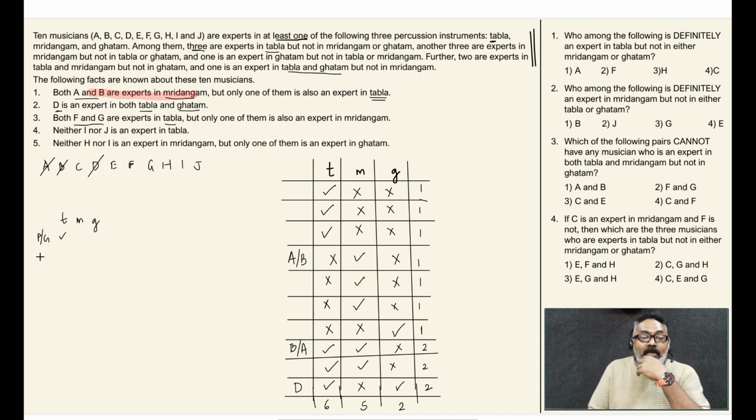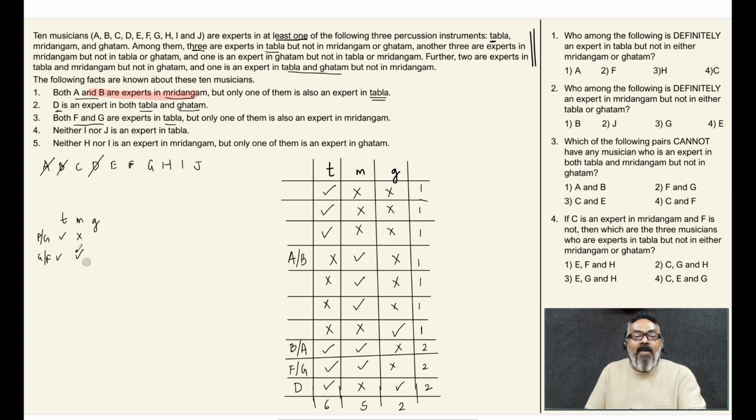That means F and G, or G or F, both are expert in tabla. Only one of them is expert in mridangam. Something like this should be there. Okay, so let's look at this theory. Where is the 2 tick happening? There is 2 tick and a cross, 2 tick and a cross. One of them has to go here. So let's put this F or G here.